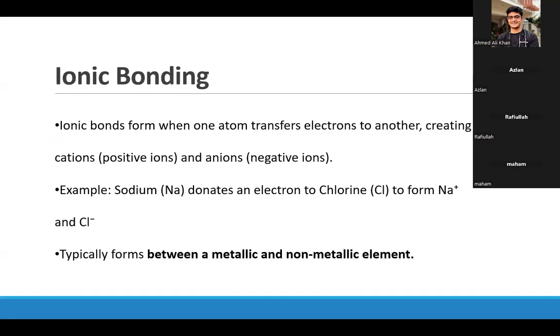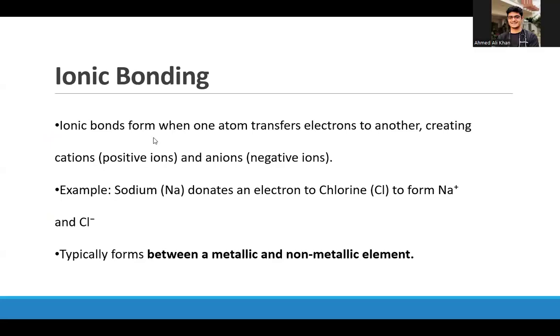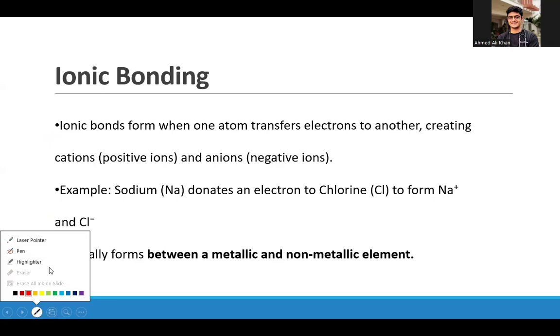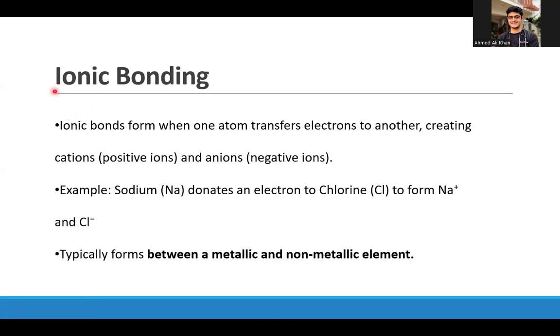So here we were doing ionic bonding, right? In ionic bonding we learned that it occurs when one atom transfers its electrons to another, and that creates a... wait. Okay, so ionic bonding we learned about ionic.